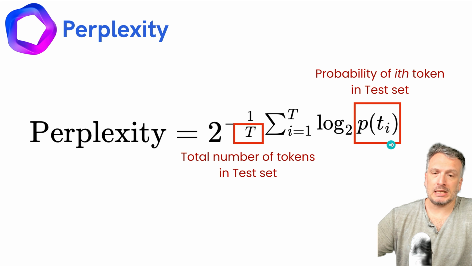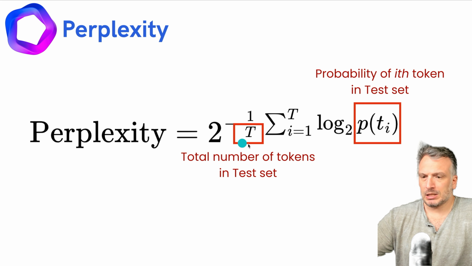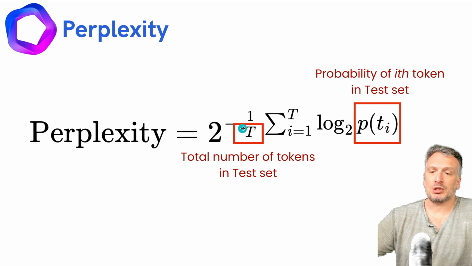So P here is the probability of the i-th token in the test set, and T is the total number of tokens in the test set. So the formula here is a minus of the average of the log of the probability of the tokens, to the power 2. So let's try to understand what that means.